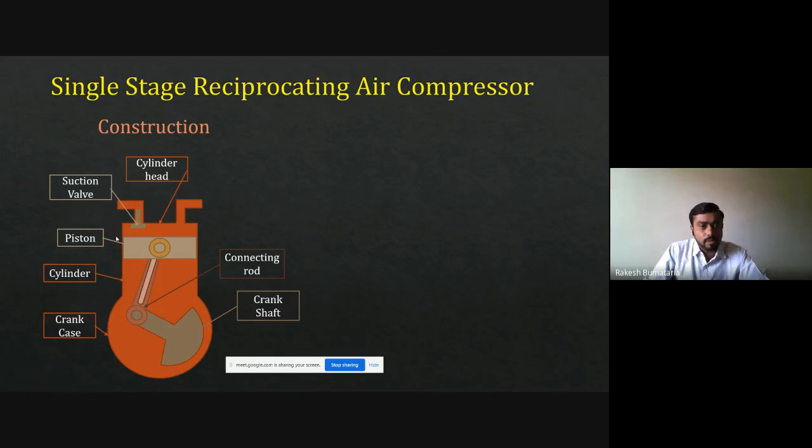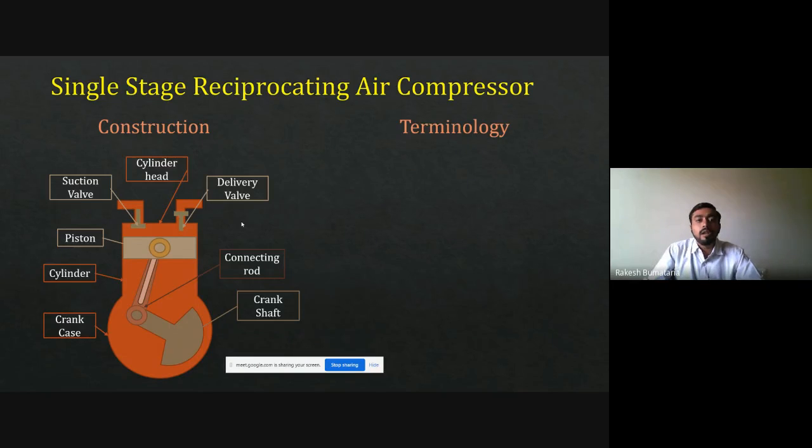Then there is one suction valve at the topmost position in the cylinder head. The suction valve is used to supply fresh air from the atmosphere to the cylinder, and there is another, the delivery valve, which is used to deliver air from the cylinder to our application or receiver. So these are the main basic parts of a single stage reciprocating compressor. Apart from these, there are a few more, like the cooling water circuit in a water cooled compressor and fins in an air cooling system, but they are not very important for this presentation.